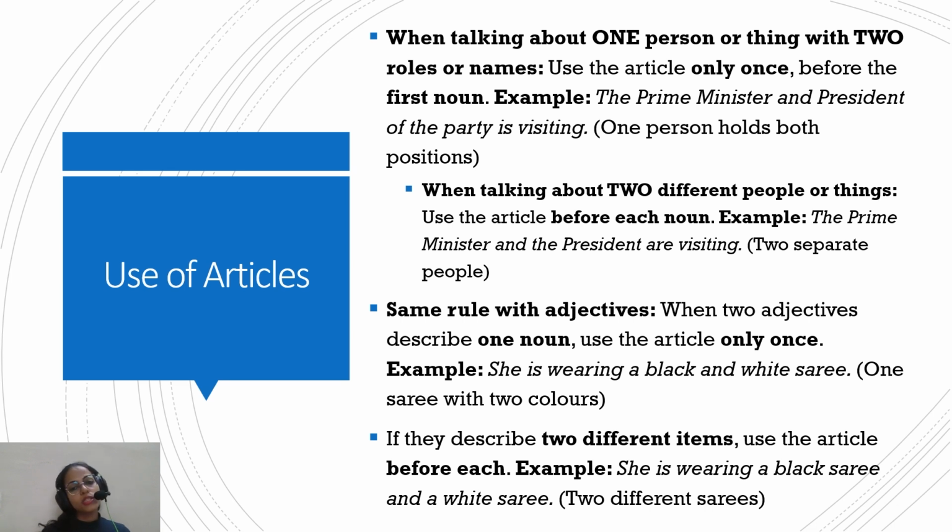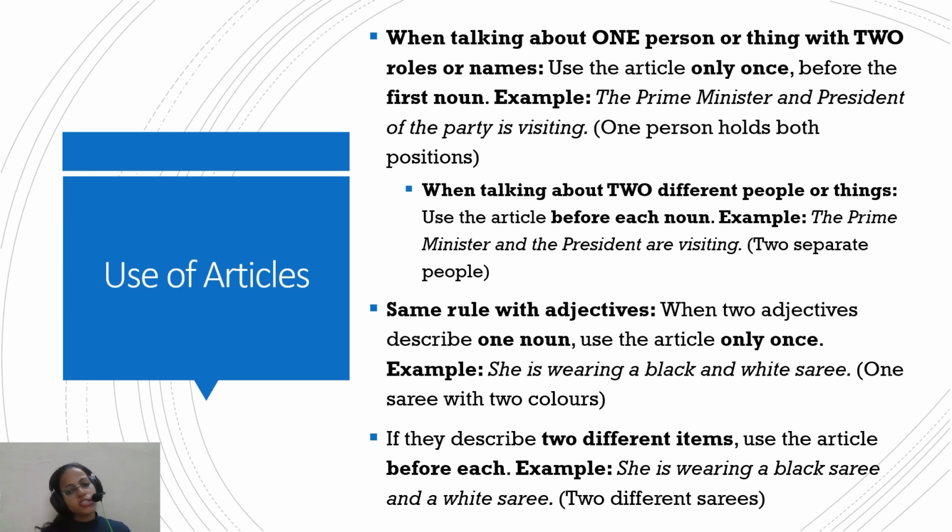But when two people are being talked about and they have different roles and names, you use an article for each of them. "The prime minister and the president are visiting." That means two people are coming, one is the prime minister and one is the president. So two separate people, two separate articles. The number of people equals the number of articles used. Okay.